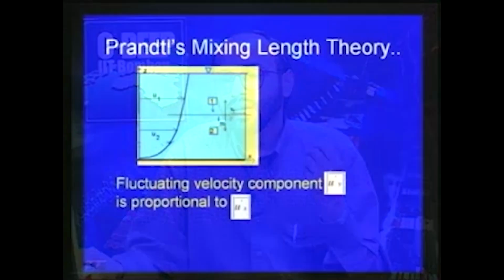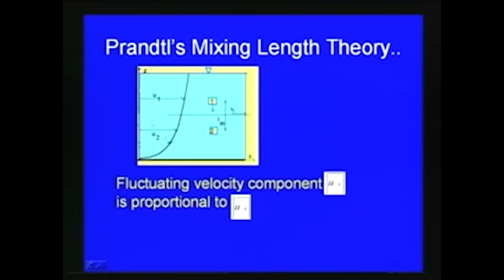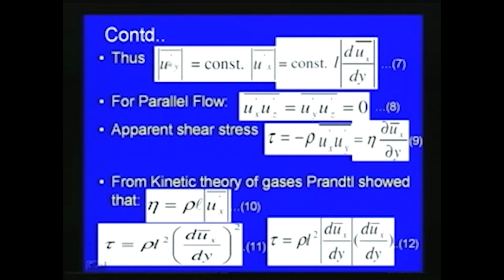In all this, our final aim is to find an expression for the velocity. So he used this theory with the Boussinesq approximation, and finally for the fluctuating component, as shown in this figure, he showed that u_y dash bar is proportional to u_x dash. So we can write u_y dash bar is equal to a constant multiplied by u_x dash. And u_x dash bar, as we have already seen, can be written as the mixing length multiplied by du_x bar by dy.